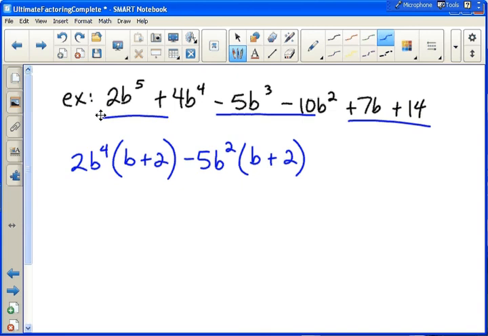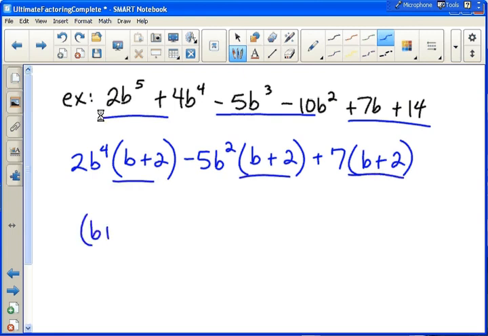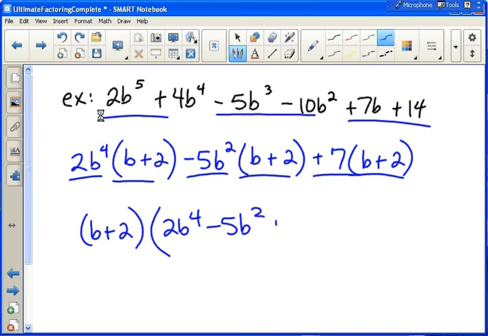So all 3 of these terms have b plus 2 in common, meaning I can factor b plus 2 out, leaving me with 2b to the 4th minus 5b squared plus 7 as my final answer. So anytime you have more than 3 terms and you're told to factor, you need to consider factoring by grouping.